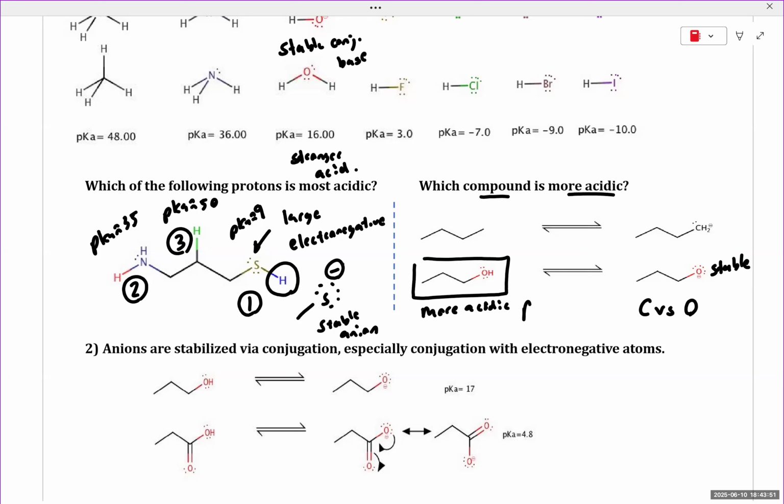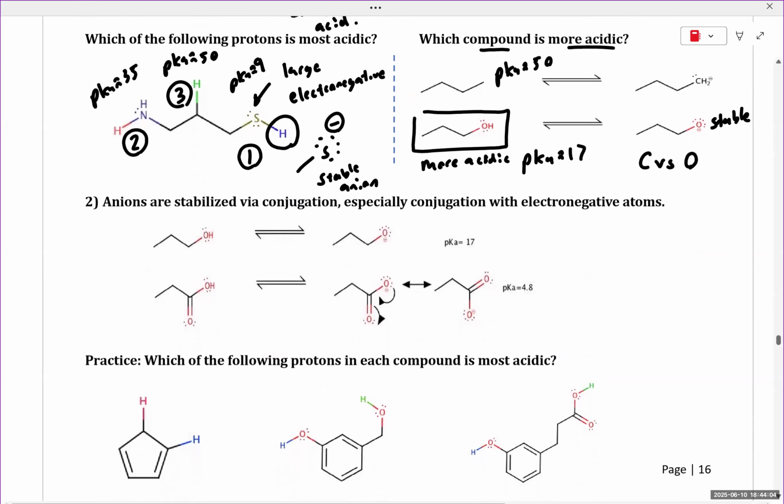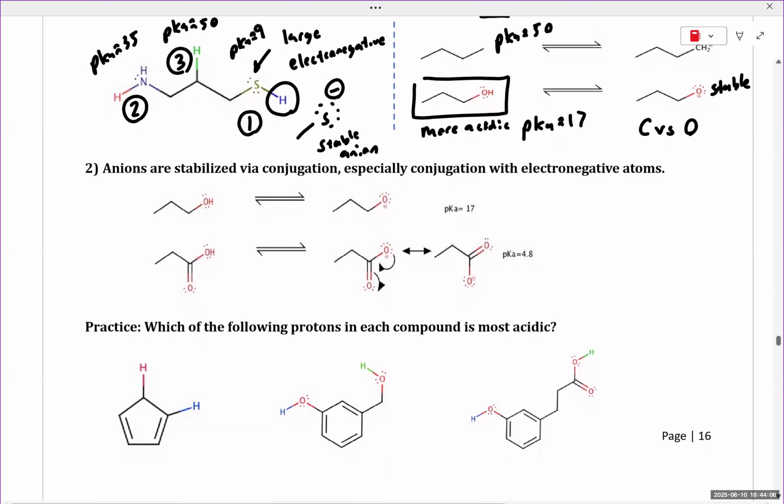This matches what we've seen in terms of pKa's. The alcohol pKa is around 17, while an alkene has a pKa of around 50. The second major factor affecting anion stability is conjugation. Anions are stabilized via conjugation, especially conjugation with electronegative atoms.